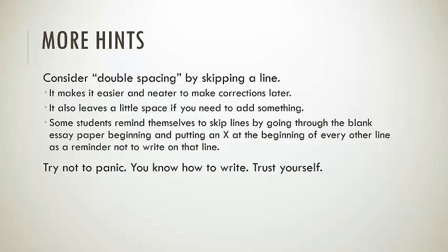You might also want to consider double spacing by skipping a line on the paper. It makes it easier to make corrections, and it's a lot neater. It just makes your life easier when you're doing the proofreading. It also, if you decide when you're reading through something that you want to add a sentence or two, leaves you a little space to do that. One thing that I've seen that's really clever that students do is they go through at the beginning and put an X at the beginning of every other line, and that serves as a little reminder to help you remember to double space, because a lot of times what happens is we start out double spacing, and then as we get going and we get wrapped up in it, we forget.